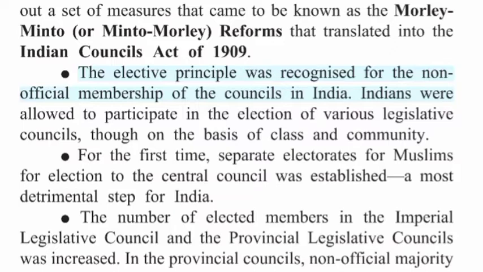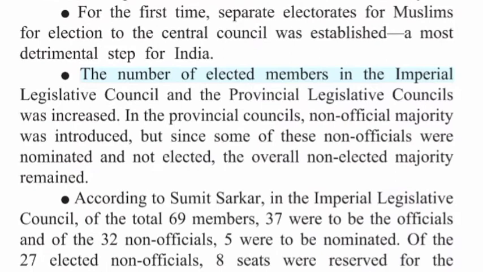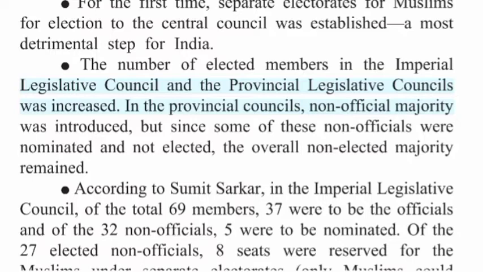Indians were allowed to participate in the election of various legislative councils, though on the basis of class and community. For the first time, separate electorates for Muslims for election to the Central Council was established, a most detrimental step for India. The number of elected members in the Imperial Legislative Council and the Provincial Legislative Councils was increased. In the provincial councils, non-official majority was introduced, but since some of these non-officials were nominated and not elected, the overall non-elected majority remained.